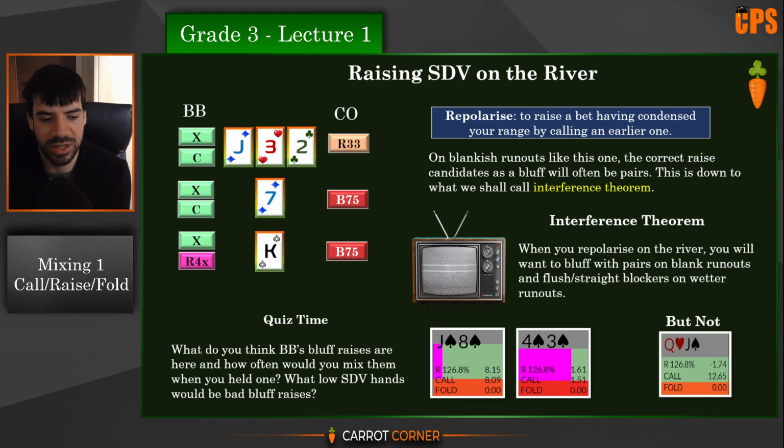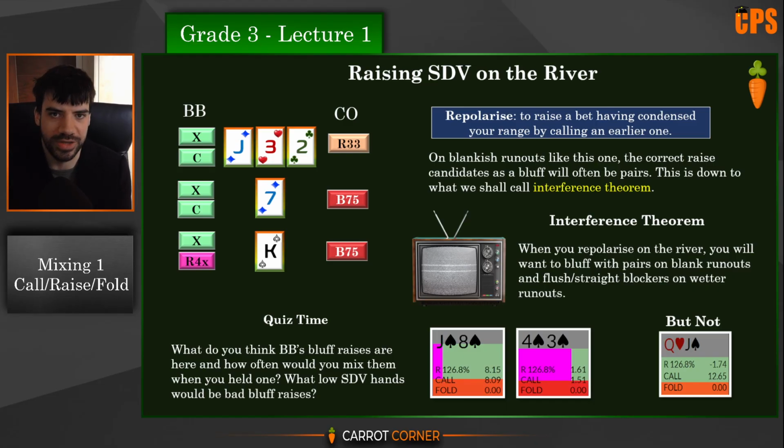So Jack 8 and 4-3, to summarize, are really good interference theorem bluff raises because they block bet calls, the former by blocking two pair and a set of jacks, the latter by blocking the set of 3s, and they don't have side cards which interfere with the folding range like the queen jack does. So that's how we go ahead in GTO and craft a raising range on the river.